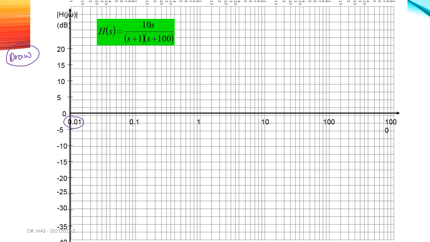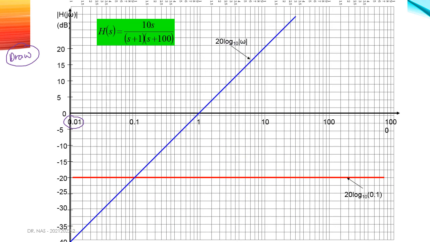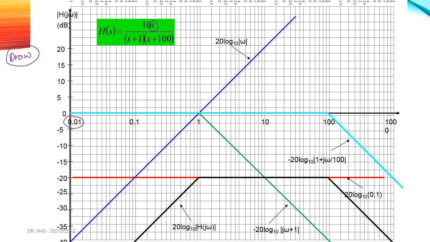All right, so next, draw the constant, the k, and then you have the zeros. You have zeros at origin, crossing at 1, and then you have poles at 1. And lastly, you have poles at 100. Finally, sum them up, just as the one that I have discussed earlier, but in this case you use the logarithmic paper.